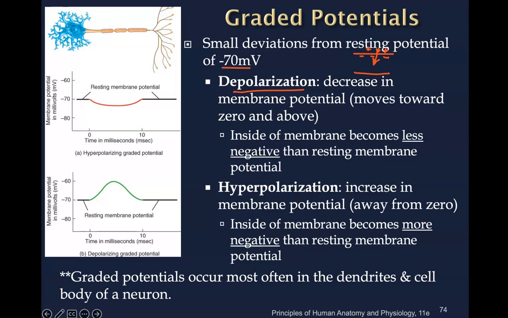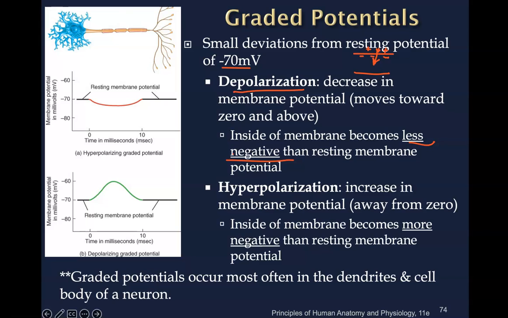So when we're talking about depolarization, here is a depolarizing graded potential. We started at negative 70 millivolts because it's more negative on the inside of the membrane. All of a sudden we had some signal that gave us an influx of positively charged ions, bringing us up a little bit closer to zero, and then eventually back down. And we'll talk about how this happens. So in a depolarizing potential, the inside of the membrane actually becomes less negative. That's key. It becomes less negative than the resting membrane potential was.